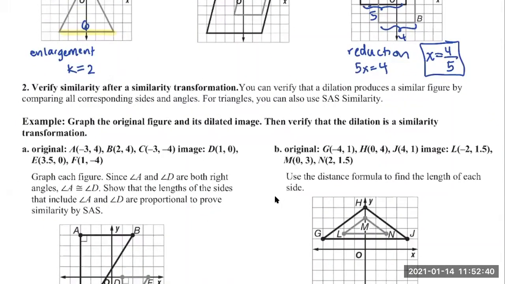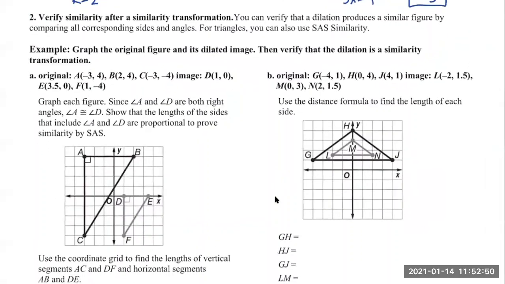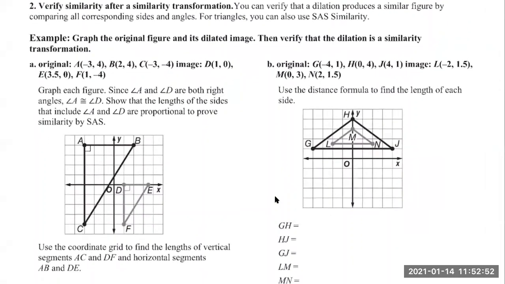The final question, when I'm looking at it in order, on your Unit 4 test is going to ask you to take a look at 2 images and describe what the dilation might be, or whether the dilation that is given results in similar figures. In this one, the figures have already been graphed for you. It just is, can we verify that the dilation is a similarity transformation? I'll highlight that as an important part of understanding.